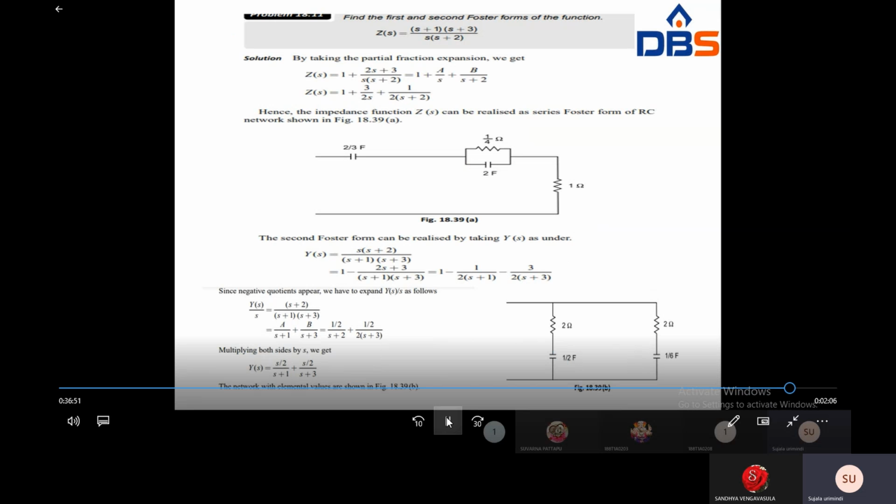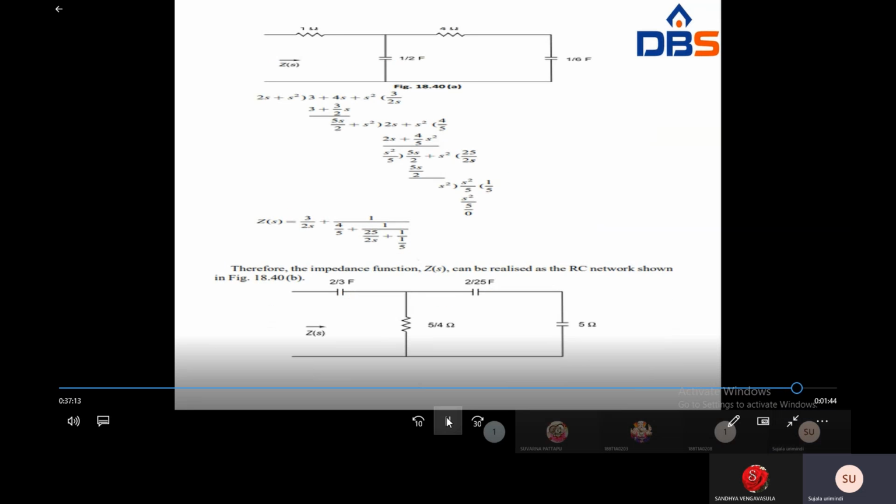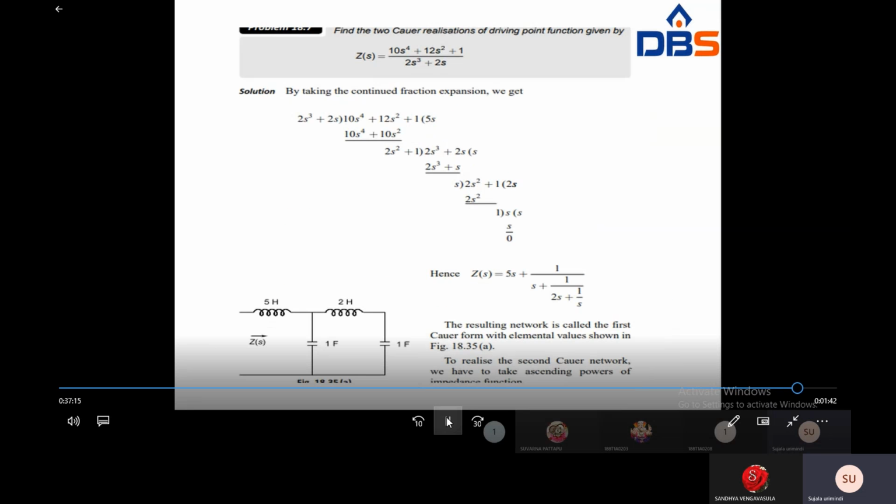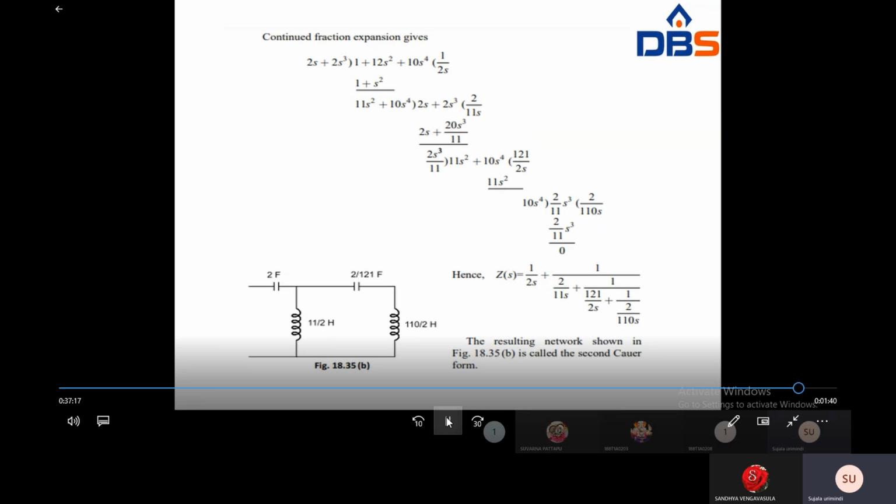First and second Foster forms of the network. Z of s equal to s plus 1 into s plus 3 by s into s plus 2. Like that, the same partial fractions you have done. Under the partial fractions, you get the values. Then you have to find out whether this function is an RC or RL impedance. Different Foster techniques and different Foster forms must be there.